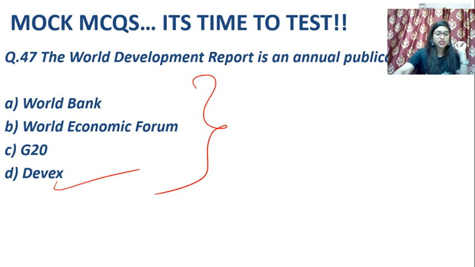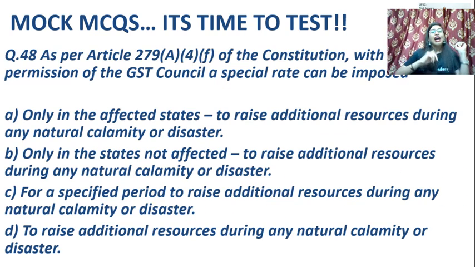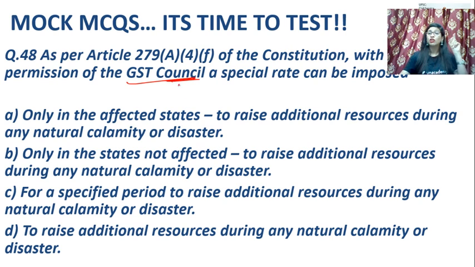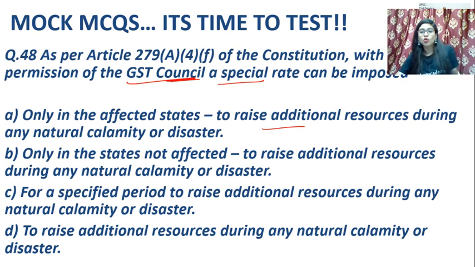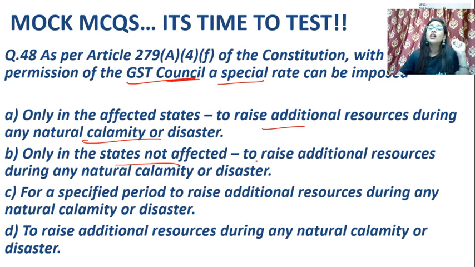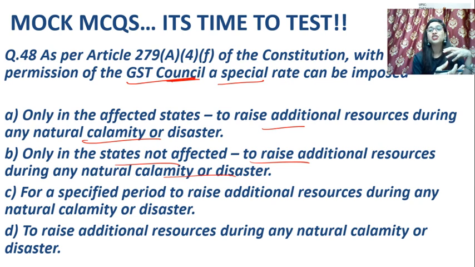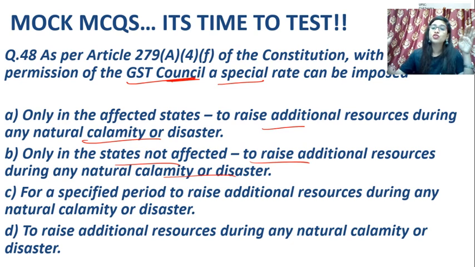Moving on to the next question: as per Article 279A(4)(f) of the Constitution, with the permission of the GST Council, Goods and Service Tax Council, look at the keyword, they're asking about the council, a special rate can be imposed on what? Option A tells only in affected states to raise additional resources during any national calamity or disaster. Second, only in states not affected to raise additional resources during any national calamity. Third, for a specified period, so that they'll be able to raise additional resources during any national calamity or disaster. And the fourth is to raise additional resources during any national calamity or disaster. Think and say.